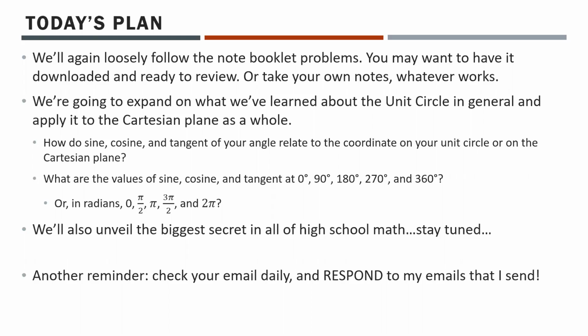How do your coordinates affect those ratios? Also, we're going to look at what are the values of sine, cosine, and tangent at 0 degrees, 90 degrees, 180 degrees, 270 degrees, and 360 degrees, which of course in radians is 0, pi over 2, pi, 3 pi over 2, and 2 pi. We're going to talk about what the values of sine, cosine, tan are at those points. We'll also unveil the biggest secret in all of high school math. Stay tuned. You're going to see exactly what I mean in a few minutes here.